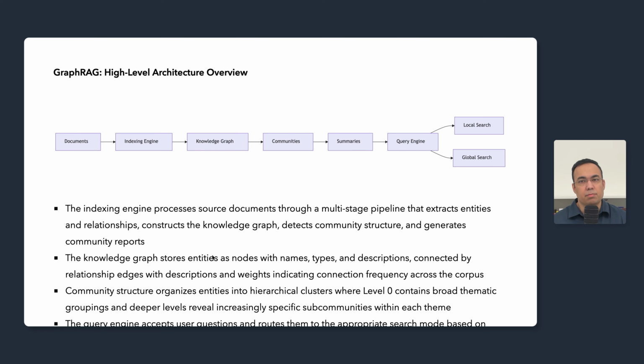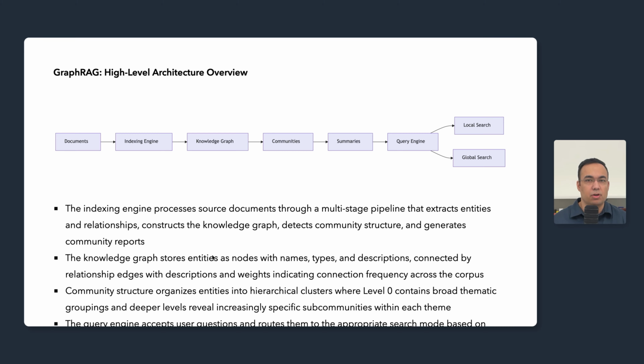The output of the indexing pipeline is a set of knowledge structures. The knowledge graph stores entities as nodes with their names, types, and descriptions. Relationships are stored as edges with descriptions and weights that indicate how frequently and consistently a connection appears across your corpus. The community structure organizes entities into hierarchical clusters.